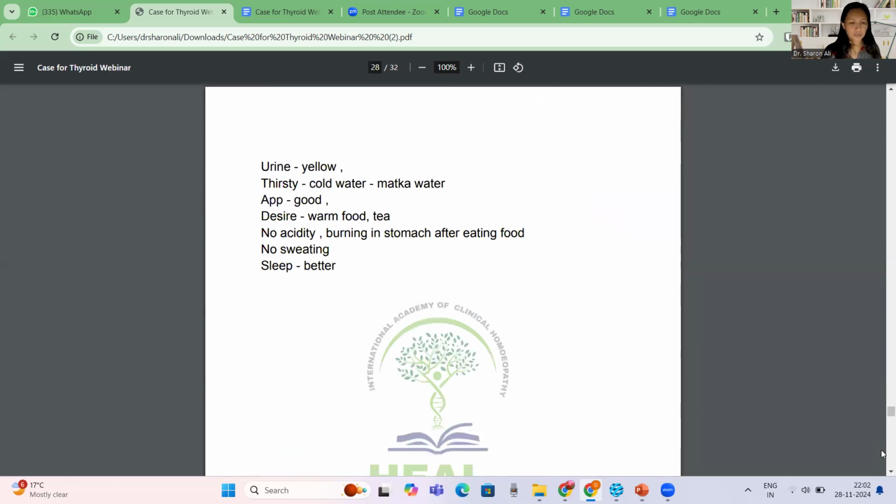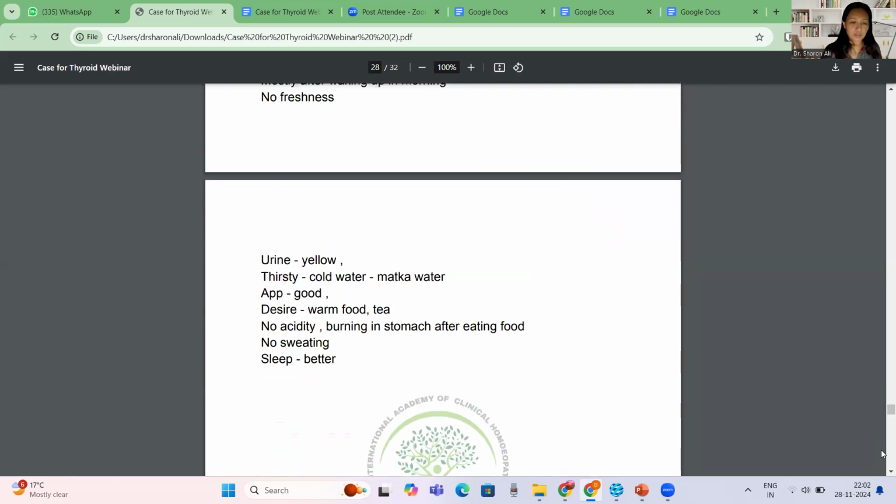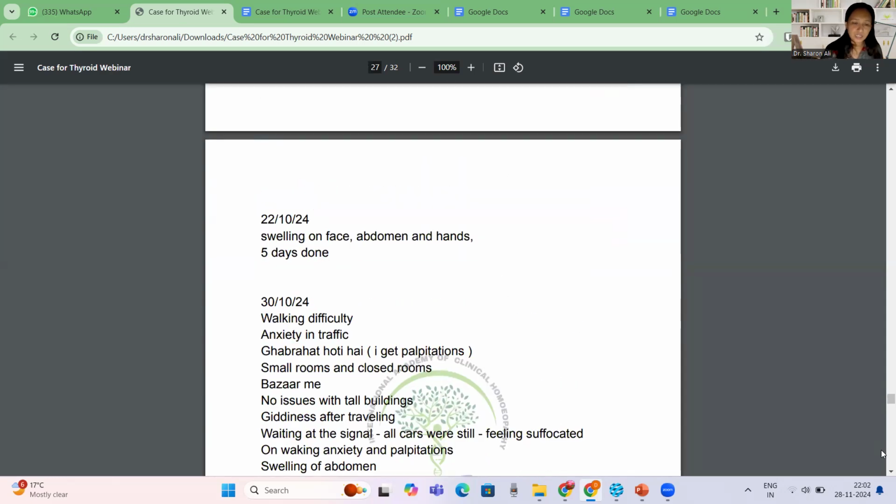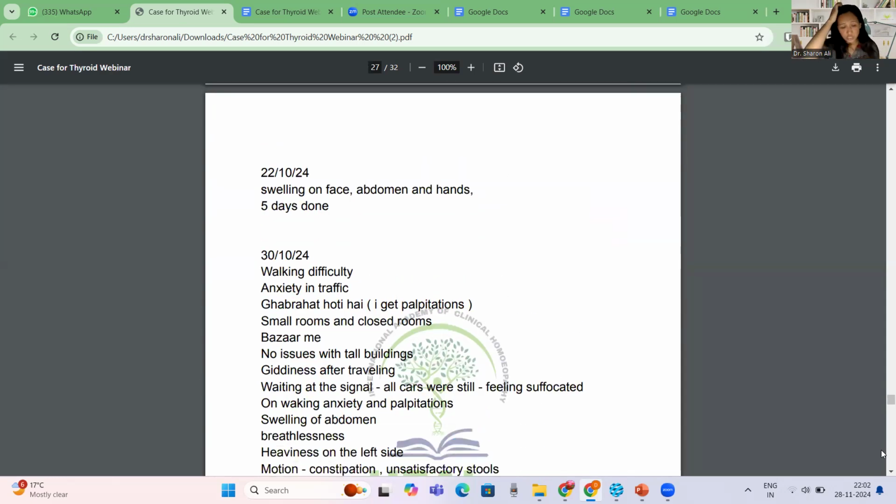Migraine better, no acidity, sleep better. All these things are better. So basically, the understanding I want to share with you is that cactus is also a constitutional remedy. We treated her on the anxiety, on the fears, on the issues that she had, the sadness, the melancholy, everything. But we did not forget the main thing that she came to us for. She came to us for swelling.